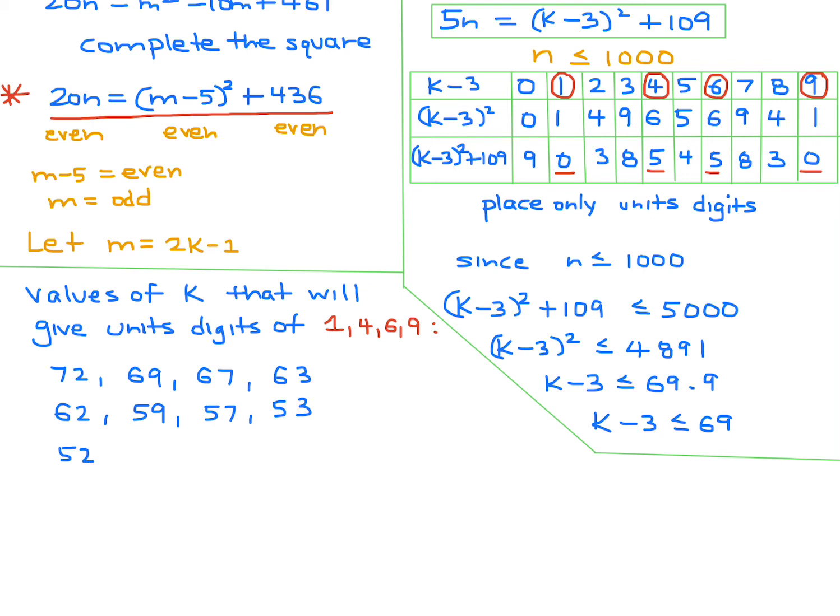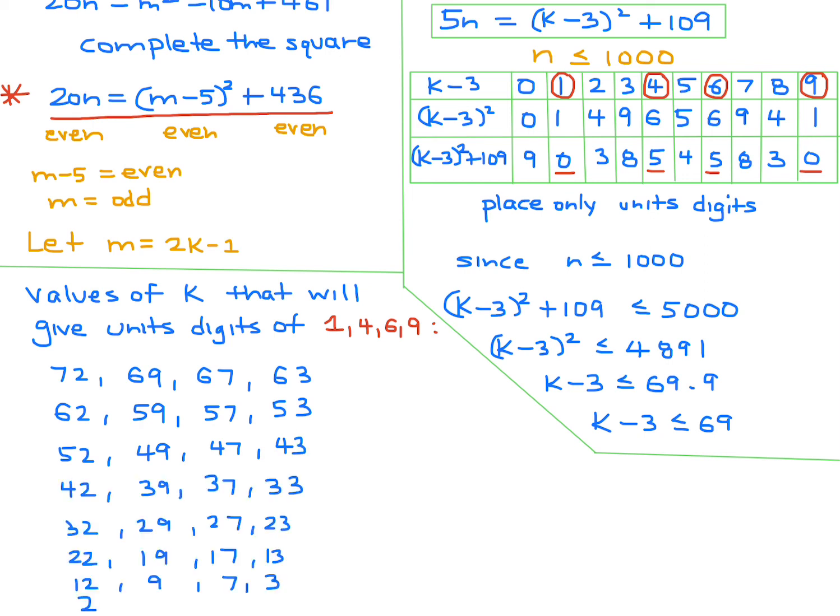You'll see that there's a pattern here. 52, 49, 47, 43, and so on, right? So I'll just fill them all in. And there you go. There's my entire list, where k minus 3 is less than or equal to 69. And I'm choosing values of k so that k minus 3 will have a units digit of either 1, 4, 6, or 9. And how many did I create in total? If you add all those up, it's 29.